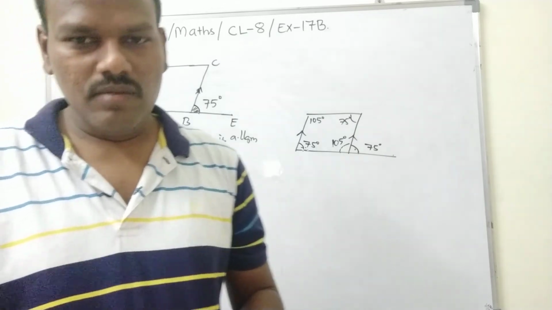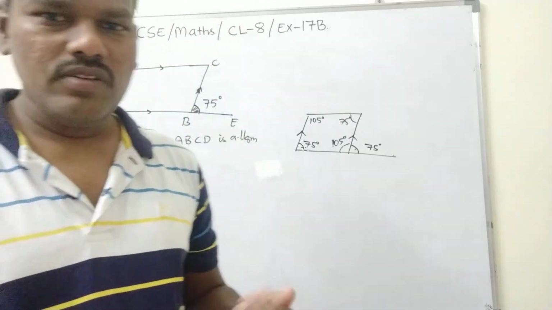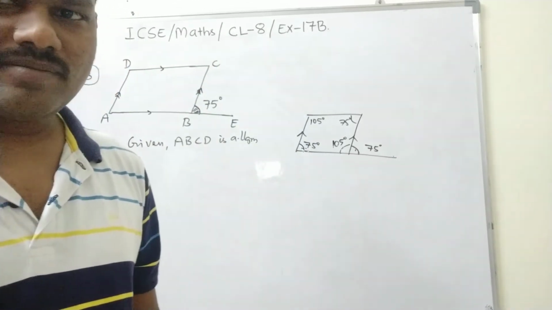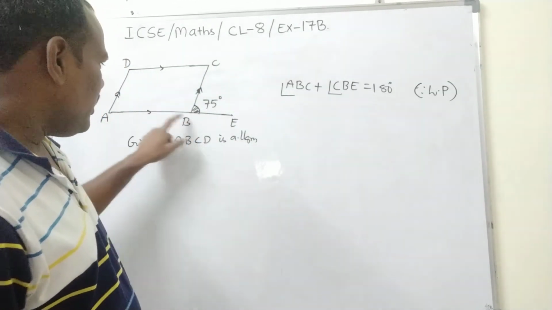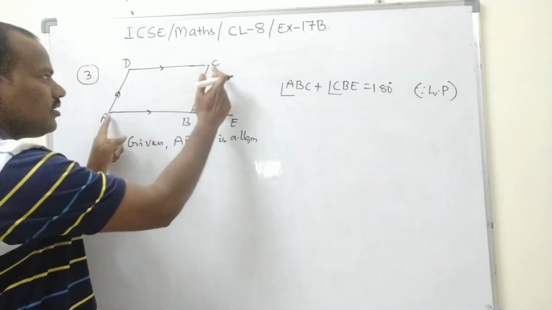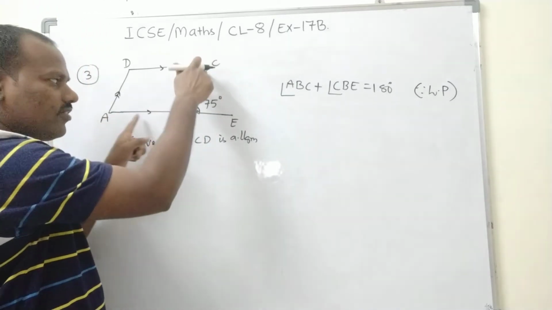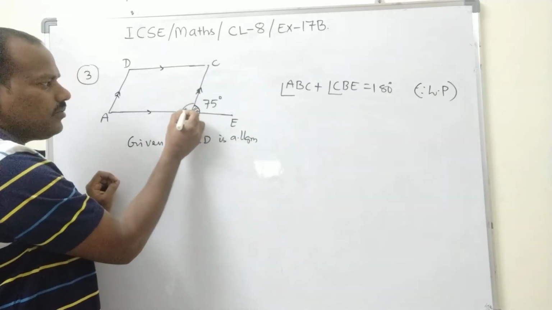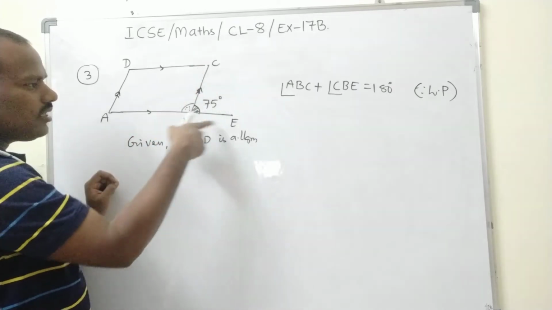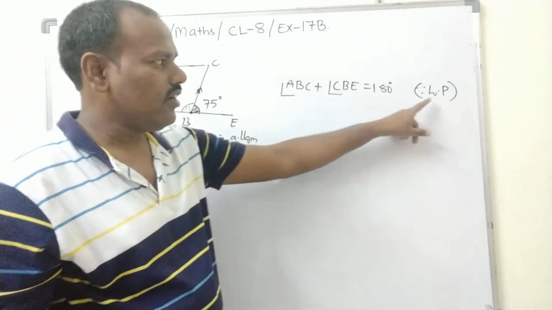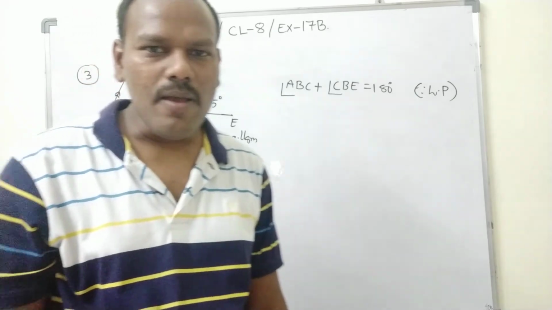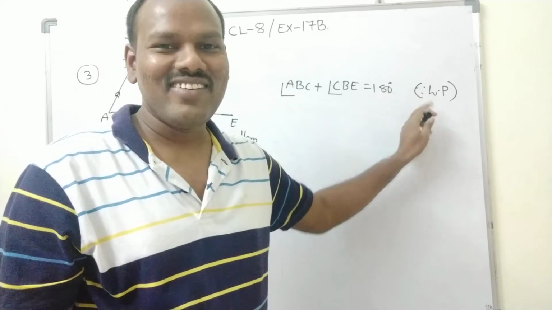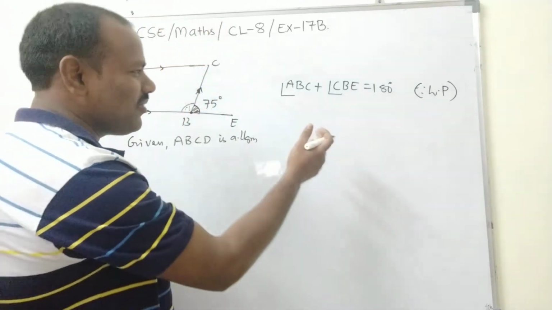Done. But in the exam we have to write all the statements. Let us write. Angle ABC. Angle ABC means A, B, C; if you start traveling, you will meet at vertex B. So angle ABC, the dotted angle, and angle CBE equal to 180. Why? LP. LP stands for linear pair, not Lingampalli. So linear pair equal to 180 degrees.